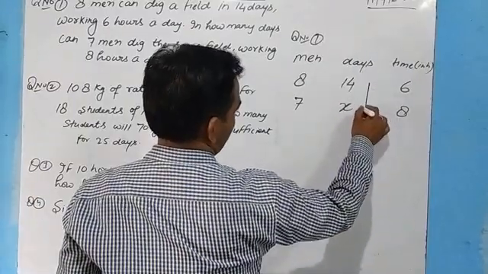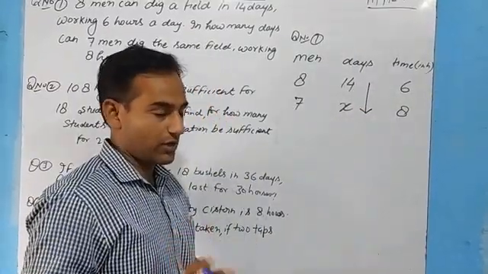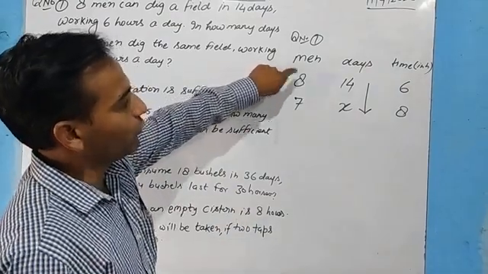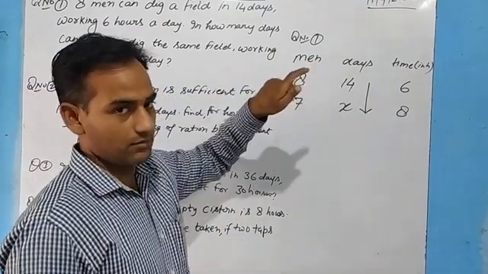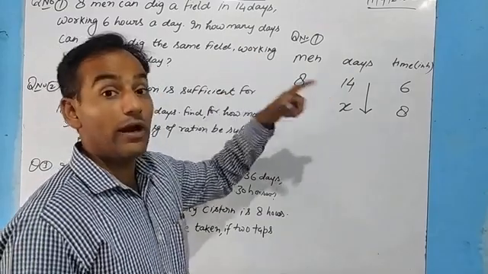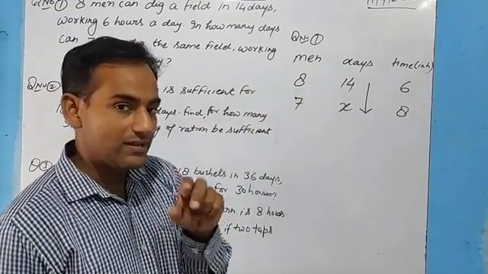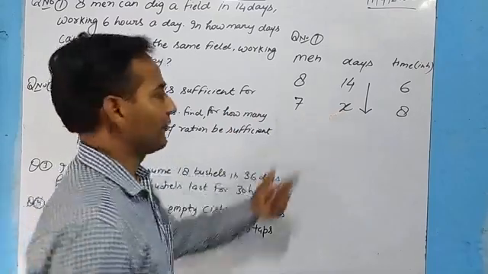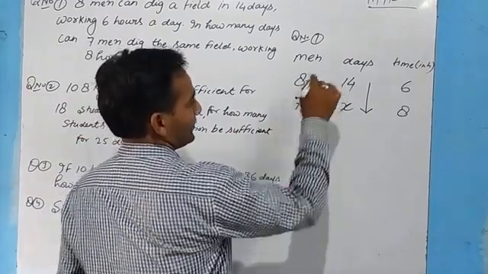At the side of x, please put a downward arrow as I have told you earlier. Now compare. If 8 men can do a piece of work in 14 days, then 7 men will require more days. If people are less, more days will be required. So is it direct or indirect? It is an indirect variation. So an upward arrow will be there.